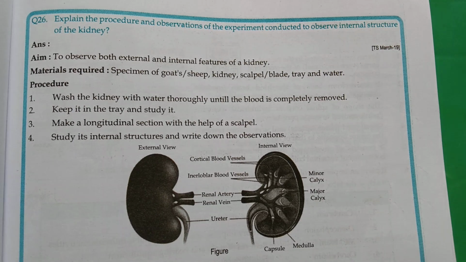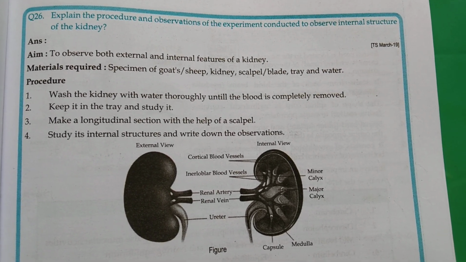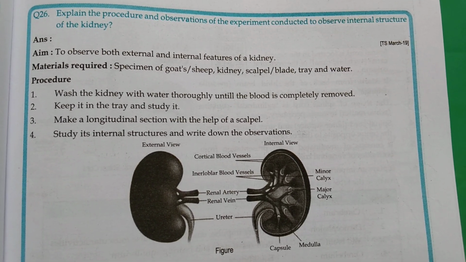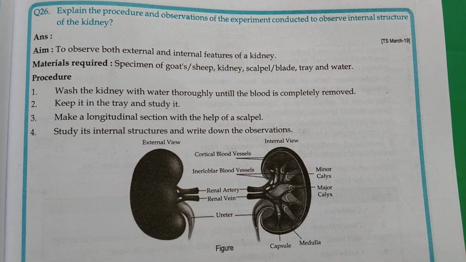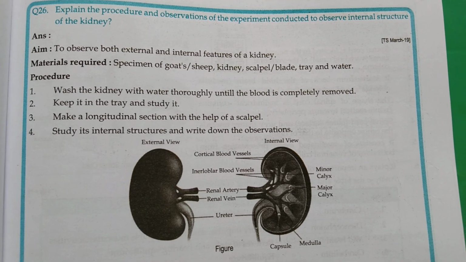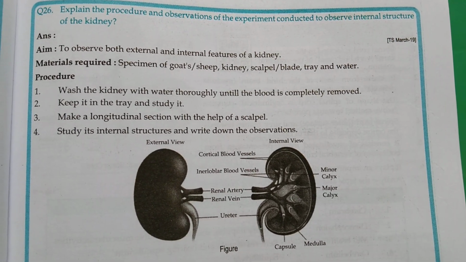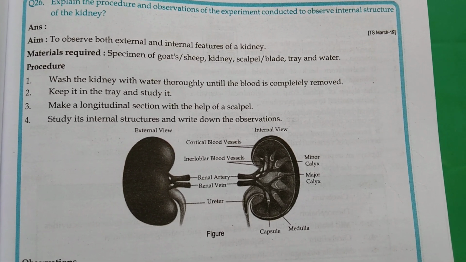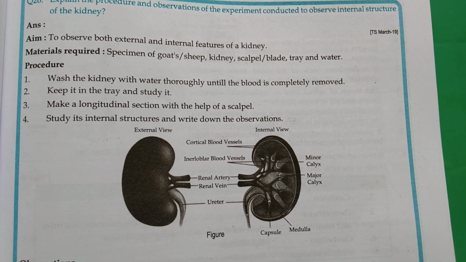And one more important question. Explain the procedure and observation of the experiment conducted to observe the internal structure of the kidney. To observe both internal and external features of a kidney, the materials required are a specimen of goat or sheep kidney, a blade, a tray and water. Wash the kidney with water thoroughly until the blood is completely removed. Keep it in the tray and study it.